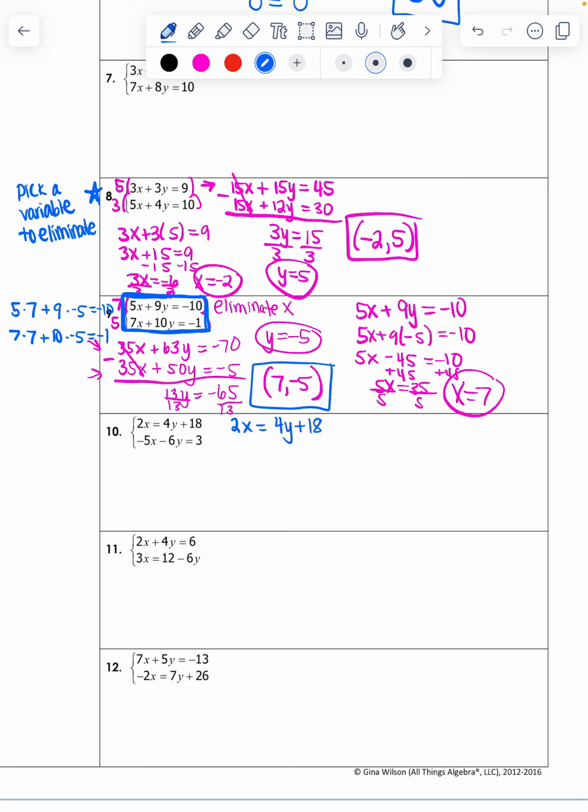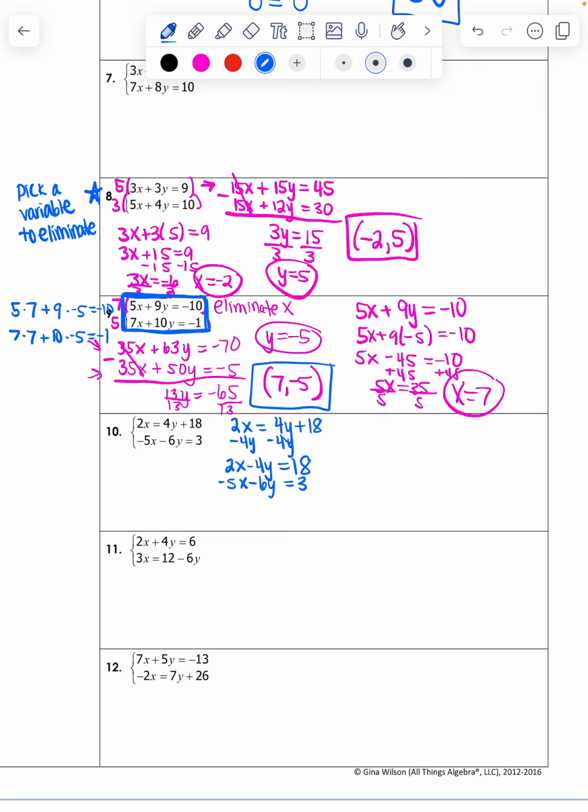But in this case, if I wanted to line it up, I would just have to move the 4y to the other side, making the first equation 2x minus 4y equals 18. That would be in standard form. And then the next equation was negative 5x minus 6y equals 3, which is already in standard form. So now at least everything's lined up: the x and x, y and y, equal sign, number. Okay, so now to eliminate.